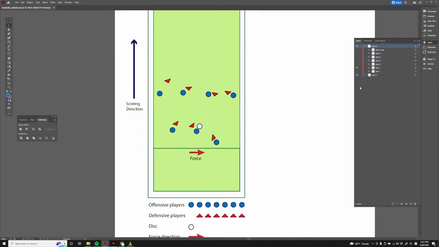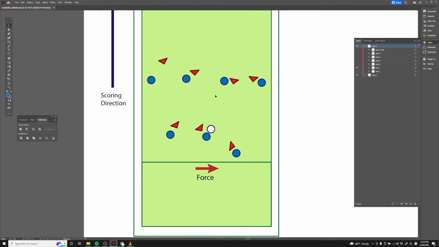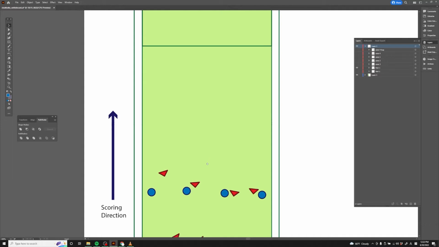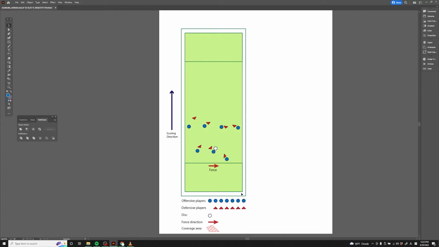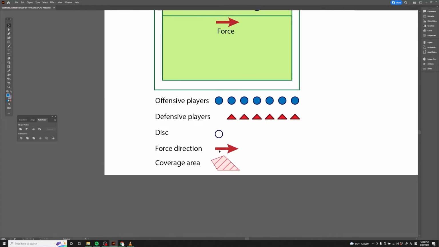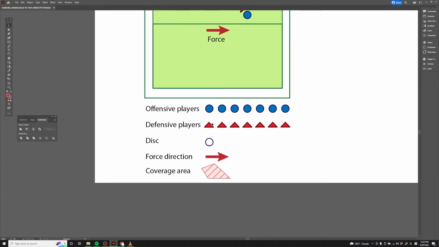Let's jump into it. Before we jump in, I want to provide a little bit of a key for how this diagram is working. You can see here we have our field in green, end zone, end zone. Scoring direction for all of these examples will be scoring in the top end zone. In our key here, our offense players are the blue circles. Our defensive players are these red triangles. The shallow point marks the direction that our defenders are facing.